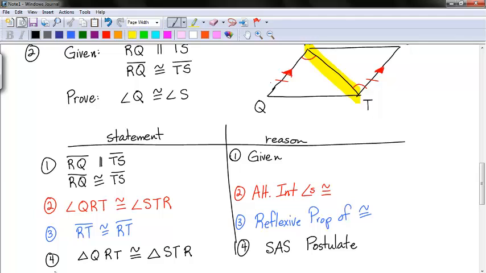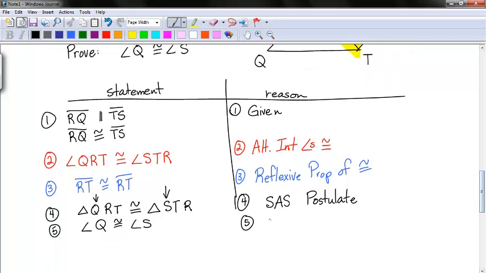Now, if you've got the two triangles congruent, look at the order of the angles. They have to be in the right order. So angle Q is congruent to angle S. If you have the two triangles congruent, why are the parts congruent? You remember from before break? What does that mean? Corresponding parts of congruent triangles are congruent.